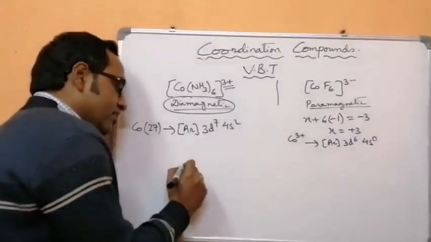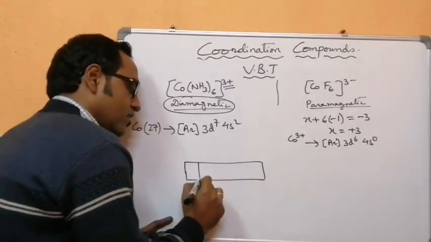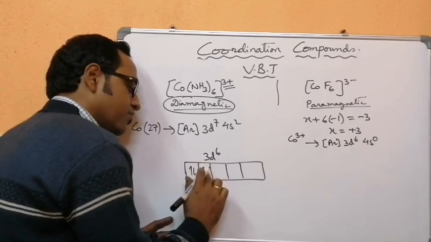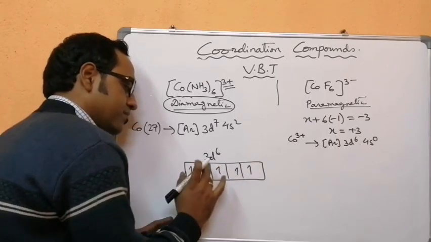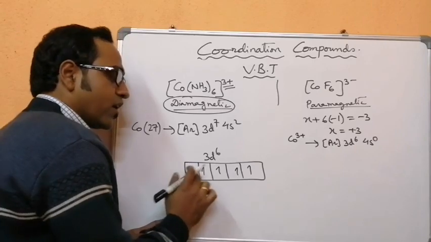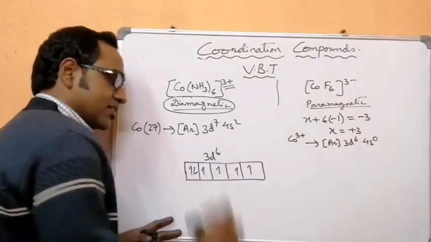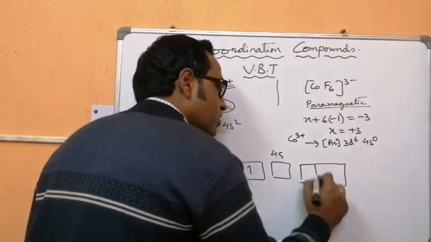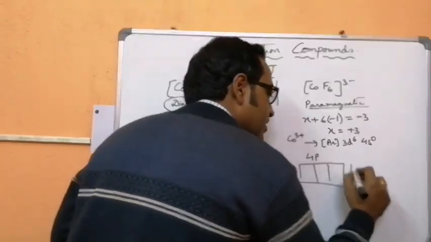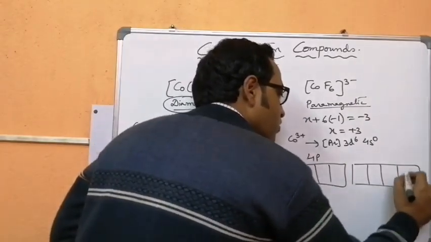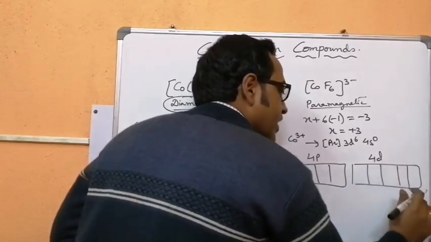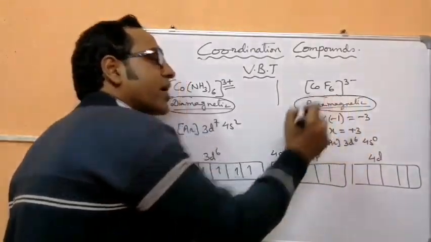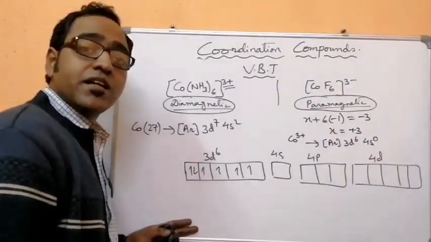So again we can write 3d6: 1, 2, 3, 4, 5, then 6. 4s which is empty, 4p which is empty, 4d again empty. Now it is written the compound is paramagnetic. That means the compound contains unpaired electrons.